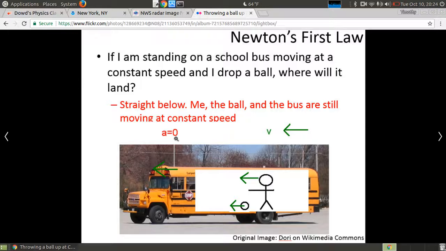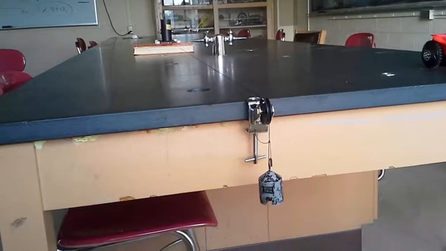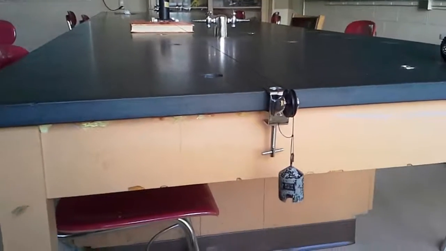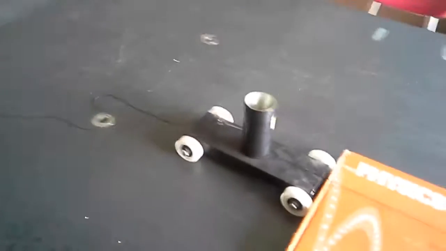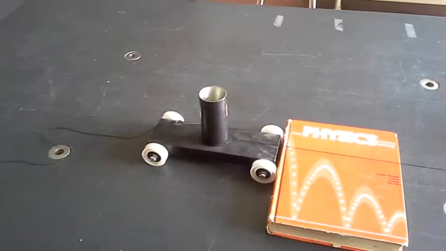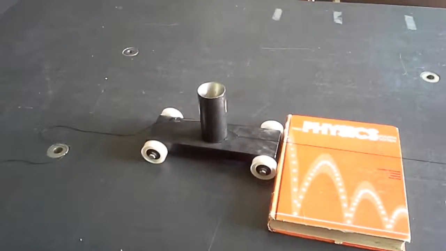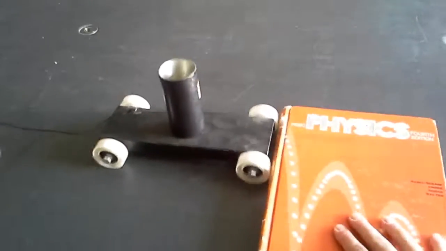Check out what happens when you have an acceleration, which would be the equivalent of this bus speeding up. I have a hanging weight, and that hanging weight is going to pull the cart with a constant acceleration as soon as I take this book out. The pin's still going to be pulled by the gas jet, and I'd like you to predict, if the cart now has a constant acceleration instead of a constant velocity, where is the ball going to land? So here we go.